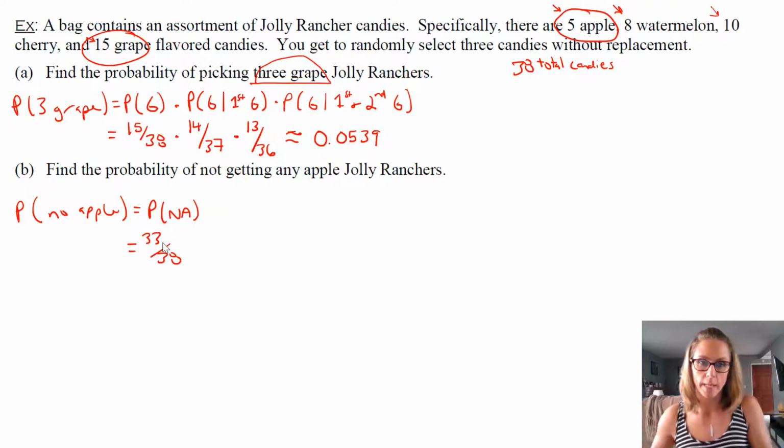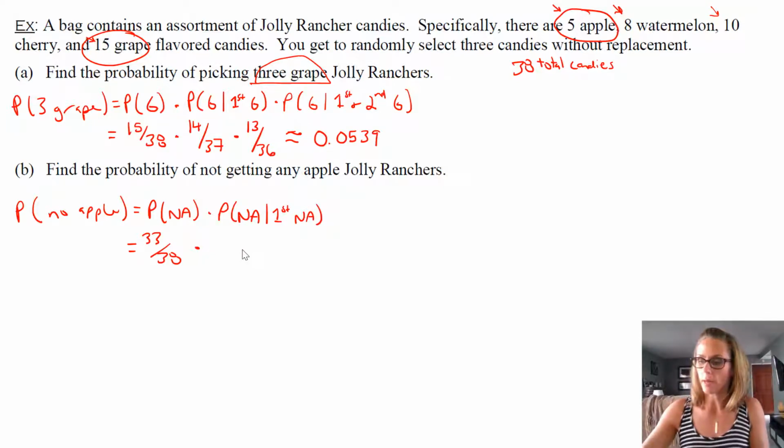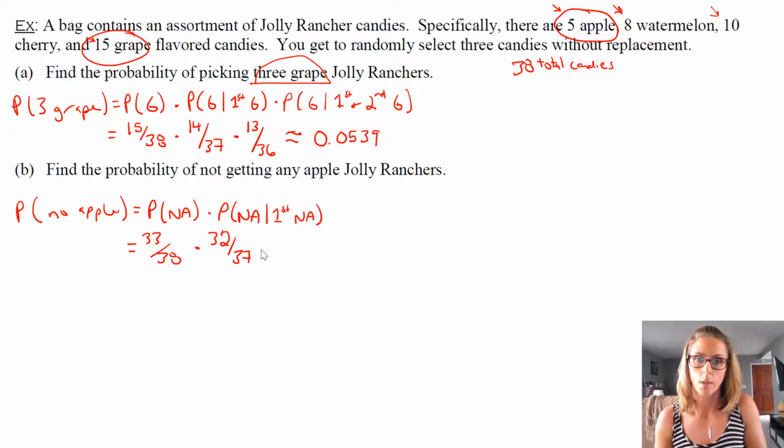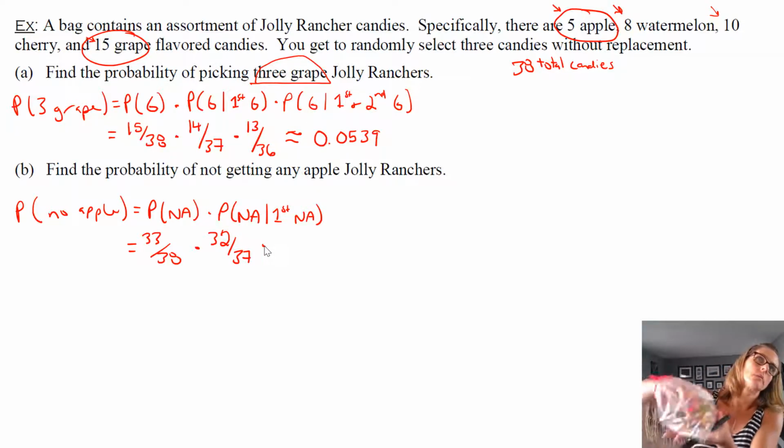And then we do it again. Now we want the probability that we get not apple given that the first one was not an apple. So we just think about how many in the bag are not apple, and how many are in the bag. And now we have our second fraction. Notice the multiplication.